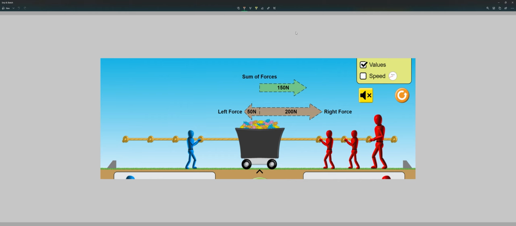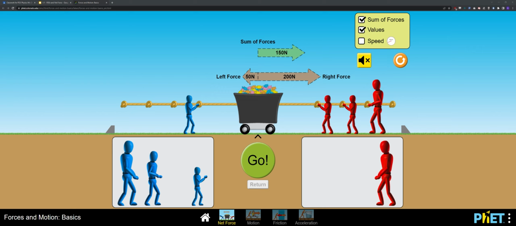But we learned about this in 0.6. Forces acting to the left are negative, right? Force is a vector, and if you're acting to the left, well, you have a negative force of negative 50 newtons. And so if you were to add both your left and right force, well, you would do 200 plus negative 50 gets you 150 newtons. Right, so that's the sum of all your forces. That's your net force.